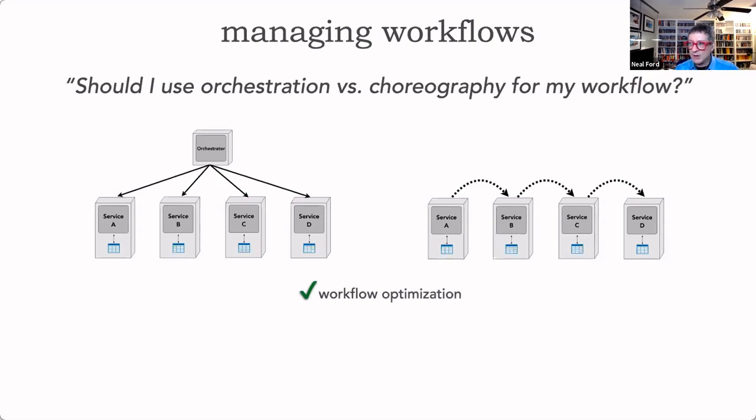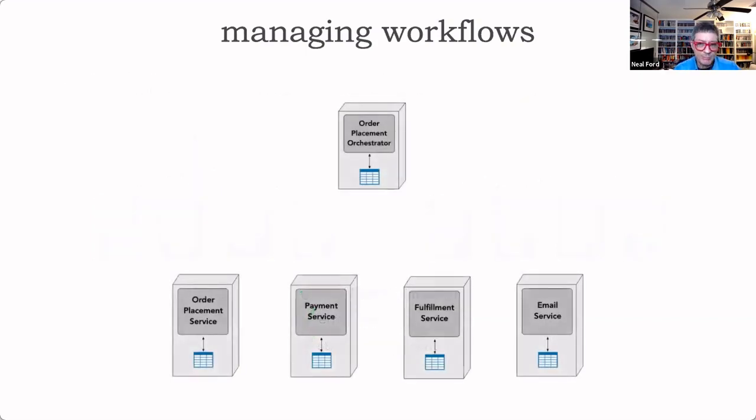One of these is around workflow optimization. The more complex your workflows are, the more useful an orchestrator is. And error handling is much more difficult in choreography. So that's easier for an orchestrator, and state management. So let's look at those three impacts that orchestration has. And let's look at two sample workflows, one in orchestration and one in choreography.